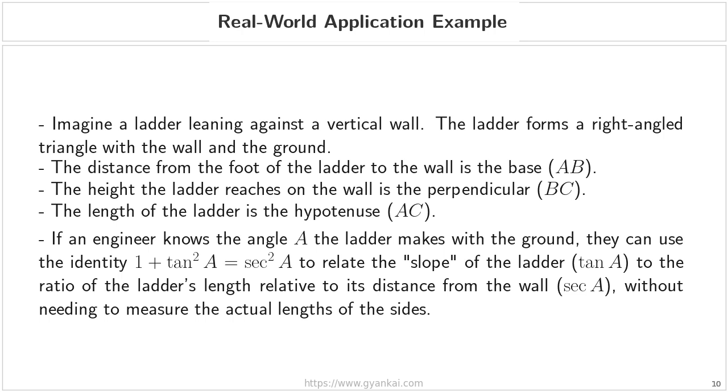Now, here is where the power of trigonometry comes in. Suppose an engineer is inspecting this setup and knows the angle, which we'll call angle A, that the ladder makes with the ground. Using the identity we just derived, 1 plus tangent squared of A equals secant squared of A, the engineer can relate the slope of the ladder, which is the tangent of A, to the ratio of the ladder's length relative to its distance from the wall, which is the secant of A. The beauty of this is that they can establish this relationship using only the angle, without ever needing to physically pull out a tape measure to find the actual lengths of the sides.